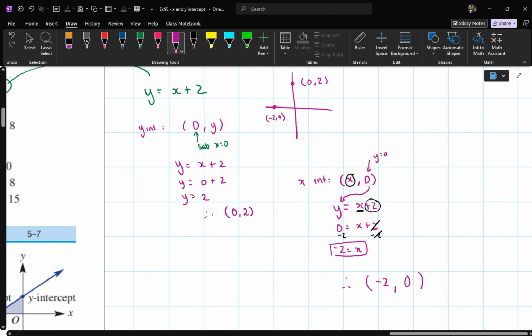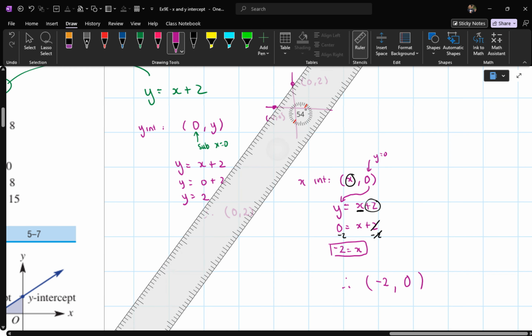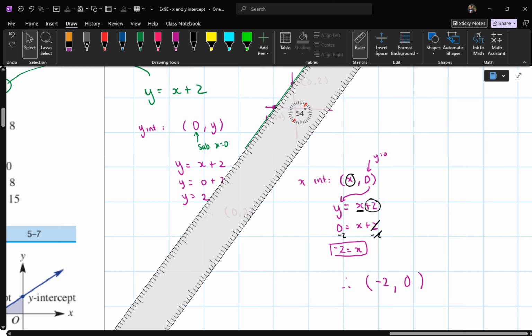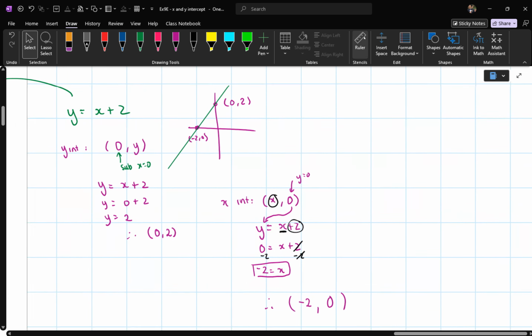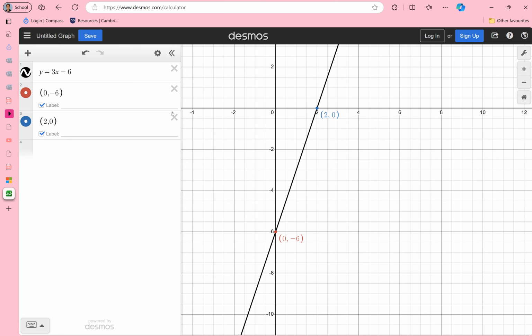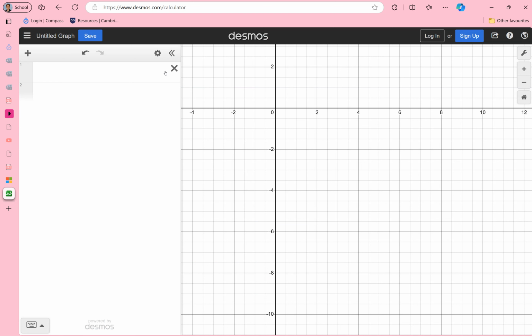(-2, 0). Use a ruler. Connect the two dots together because that's all you need. You only need 2 points to sketch a straight line. And there you go. Now, let's see if Desmos is correct, or if we're correct with Desmos. Okay, let's go back to Desmos. I'm going to delete all of this. y equals x plus 2.